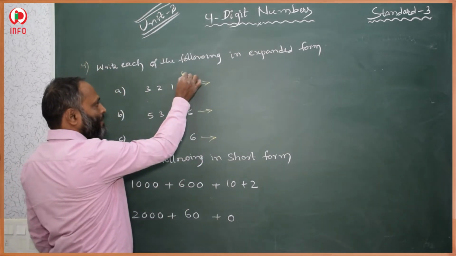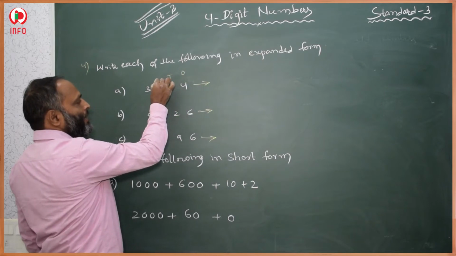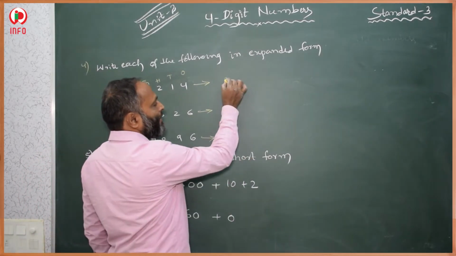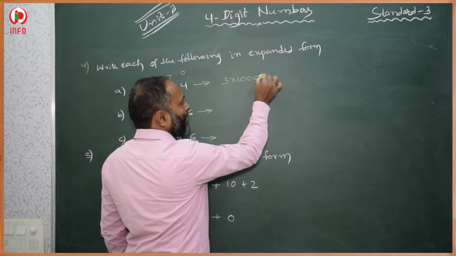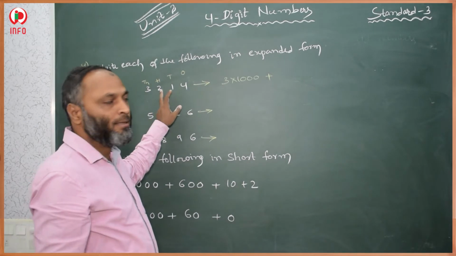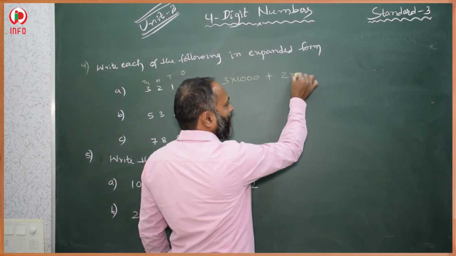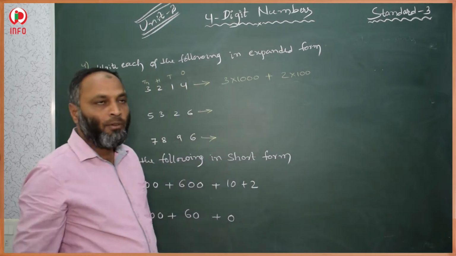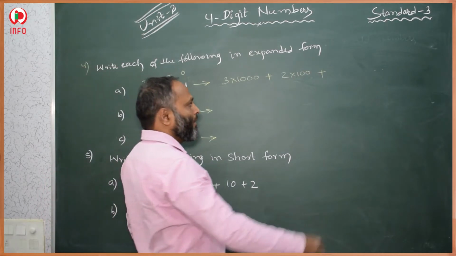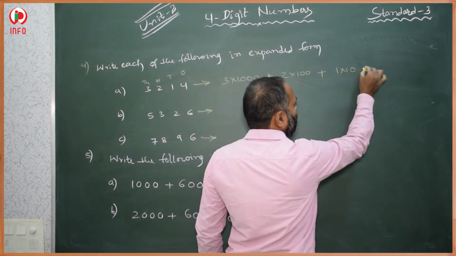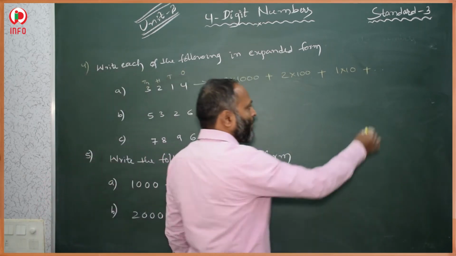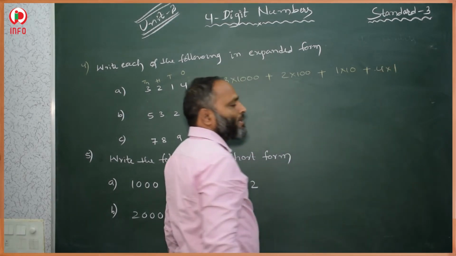This is ones place, this is tens place, this is hundreds place, this is thousands place. 3 is in thousands place, then we take 3 into 1000. Then 2 in hundreds place, then 2 into 100. Then 1 is in tens place, that is 1 into 10. And 4 is in ones place, that is 4 into 1. This is the expanded form.